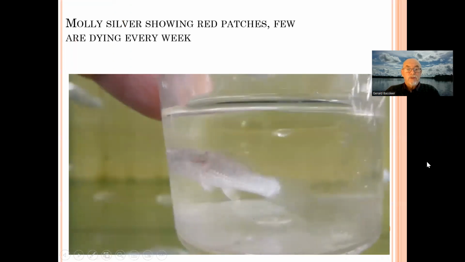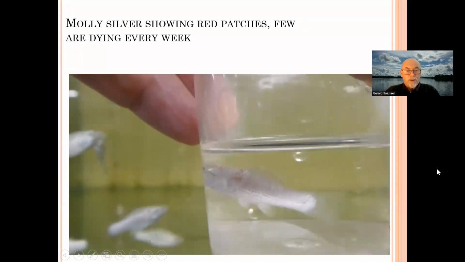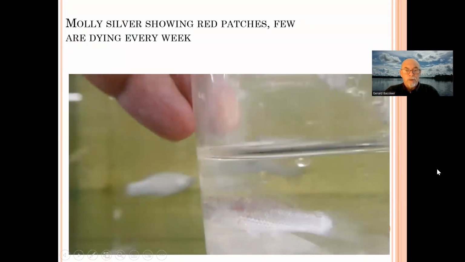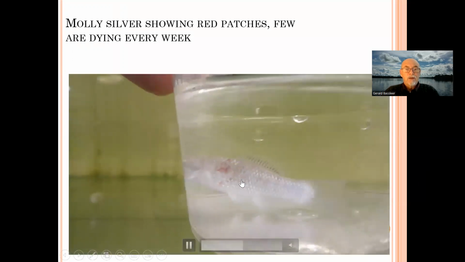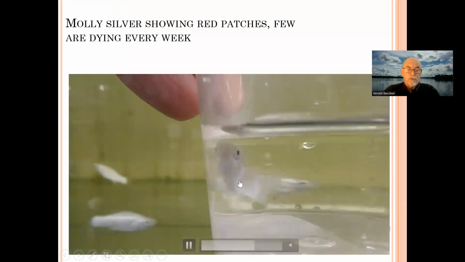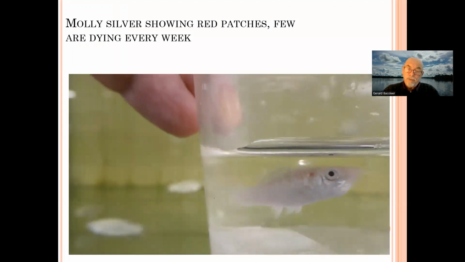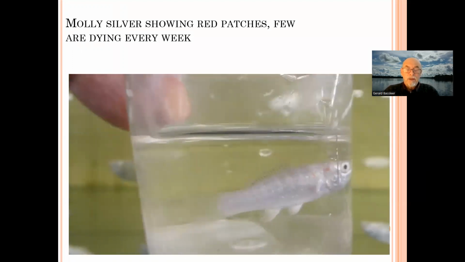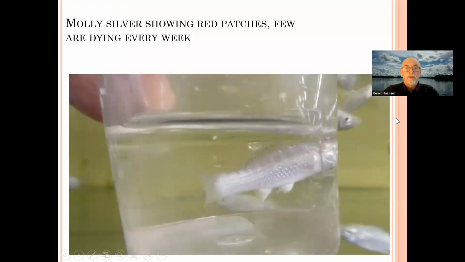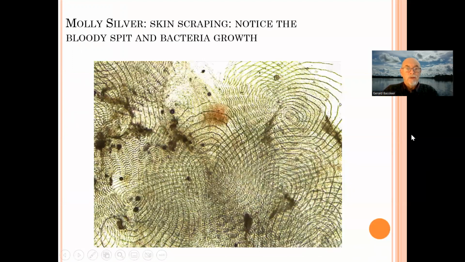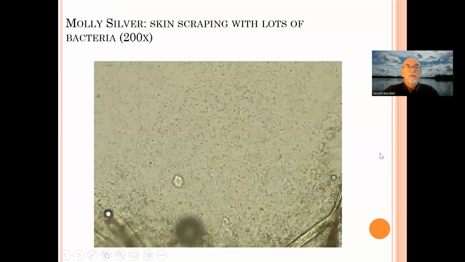In this case, you see the molly having those red bleeding parts in the body, on the skin. Well, this is usually caused by bacterial infections. Sometimes it's parasites, but then a scraping can tell you if you find parasites. And here you see the scraping and the scales. You see the bleeding part here, and you see the darkening colonies of bacterial growth here.